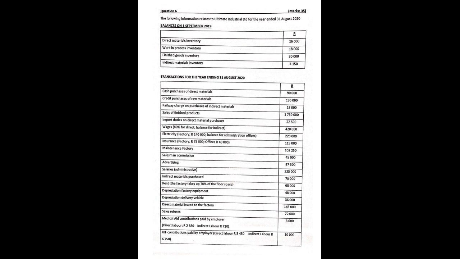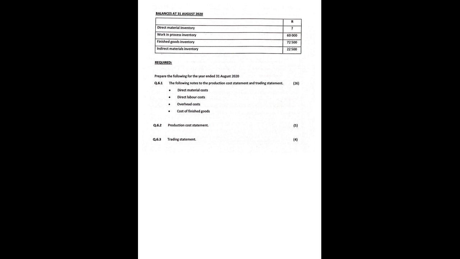So it says to you that the following information relates to Ultimate Industrial Limited for the year ended 31st August 2020. They've given you a couple of opening balances. As you can see here, you have opening balances for your direct material, your work in process, your finished goods, and your indirect materials. Then you have a whole host of transactions here. And on the next page, you have closing balances. So the closing balances you have is for work in process, finished goods, and your indirect material.